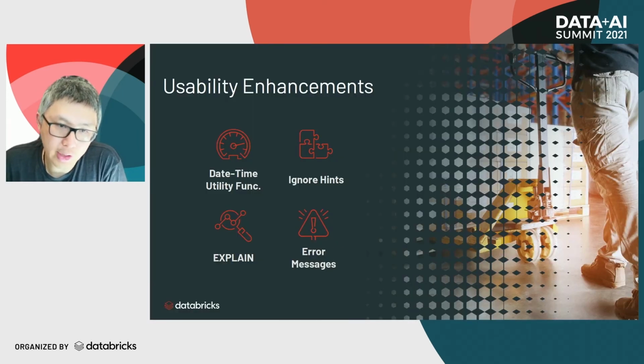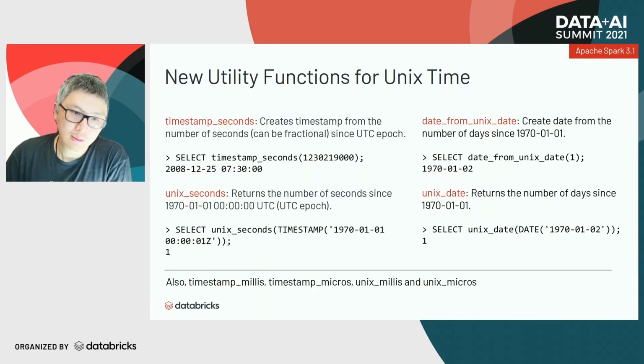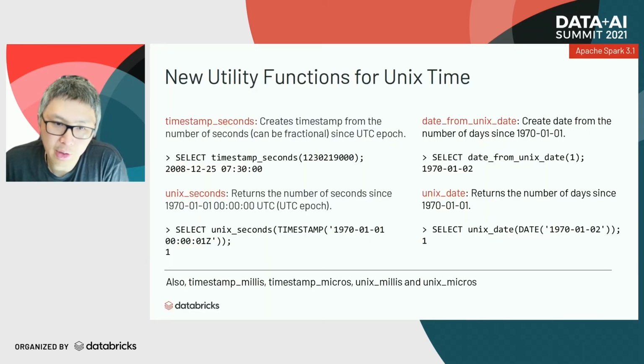The Spark 3.1 release also includes many usability improvements. We are trying to make Spark simple for both beginners and experienced users. Here, I only highlight 4 features. Conversion between timestamp and Unix time, and between date and Unix date, are pretty useful. Spark 3.1 includes a few utility functions for these conversions. And here are a few examples.